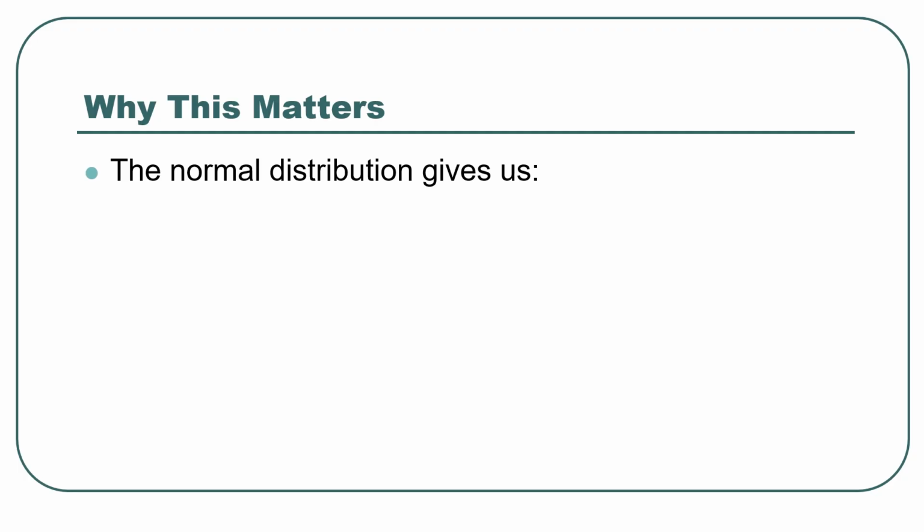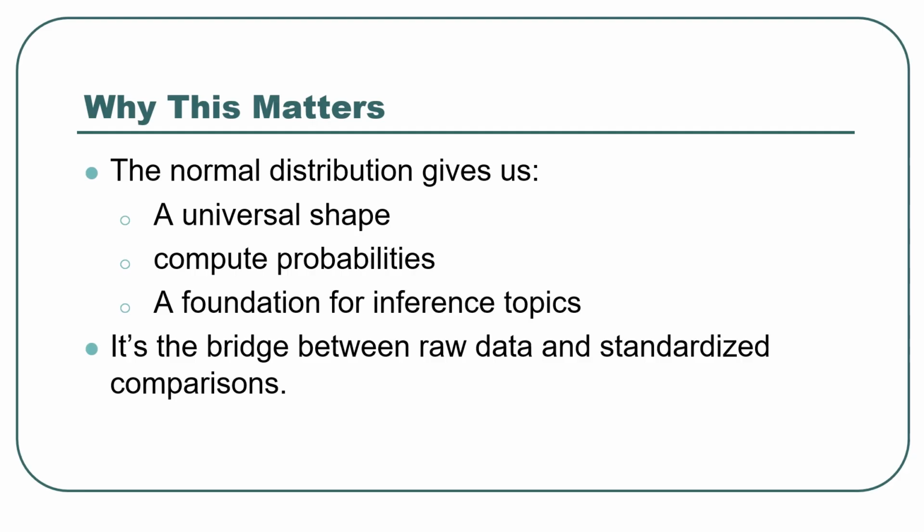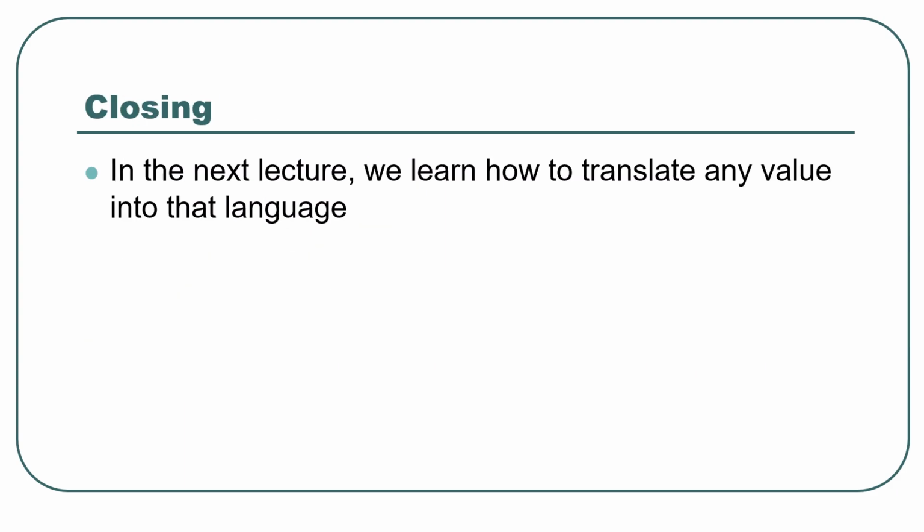This normal distribution gives us a universal shape, a way to compute probabilities, and a foundation for all upcoming inference topics. It's actually the bridge between raw data and standardized comparisons. So in our next lecture, we'll learn how to translate any value into this universal language using the z-score.